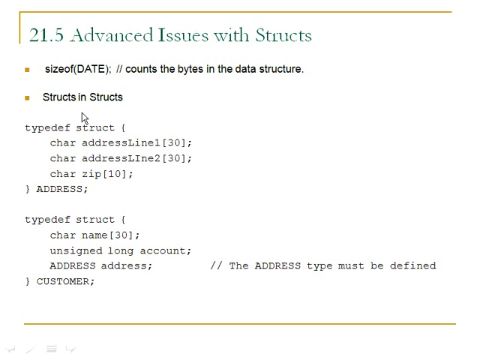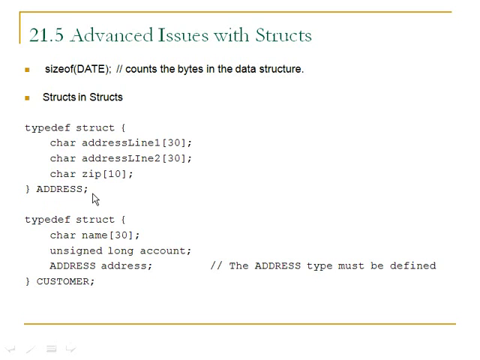So let's look at a new struct. Suppose we want to have a representation of an address. Well, what are the component parts of an address? Maybe address line 1, address line 2, and a zip code. And these are character arrays. So what would the size of this struct be? The size of address is 30 bytes, 60 bytes, 70 bytes.